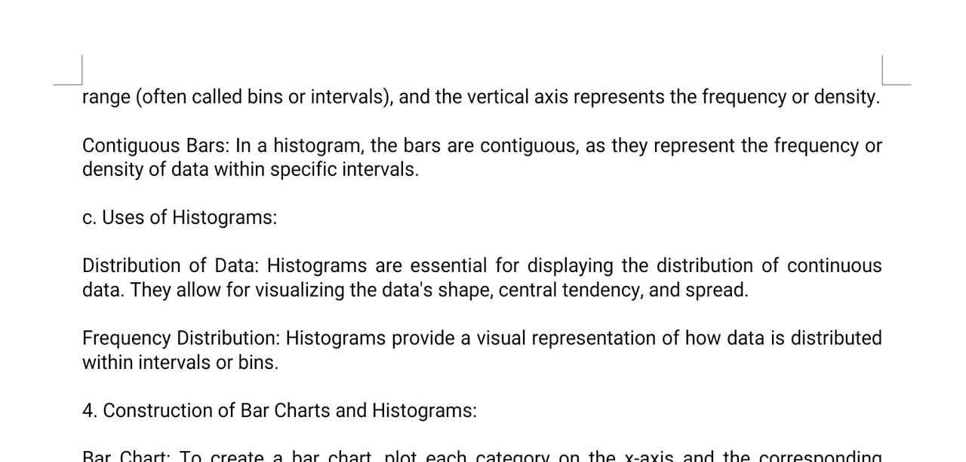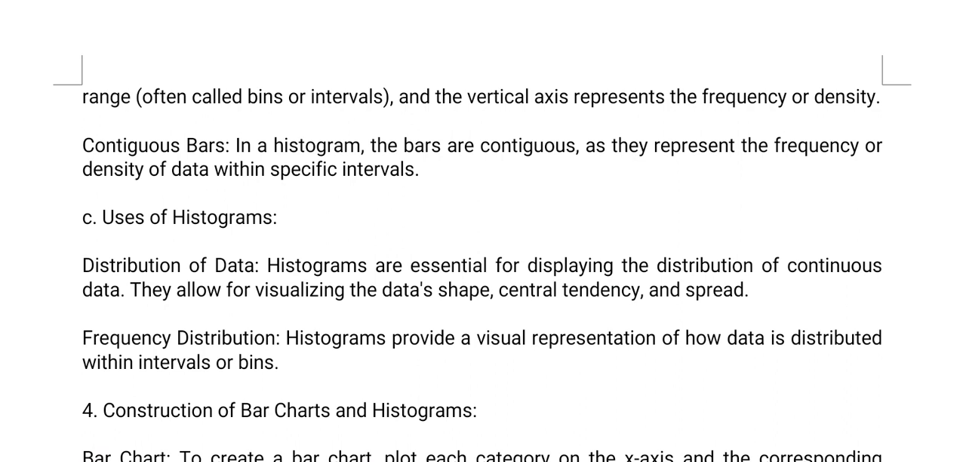The use of histograms. Distribution of data. Histograms are essential for displaying the distribution of continuous data. They allow for visualizing the data's shape, central tendency, and spread. Then frequency distribution. Histograms provide a visual representation of how data is distributed within intervals or bins.